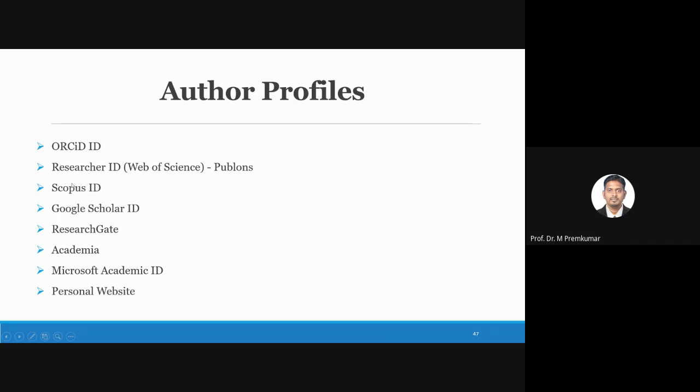The Scopus ID you get from the Scopus author profile. You just go to scopus.com, and there you can see all your published papers in Scopus. All those papers will be listed, and you can create your own profile with Scopus as well.